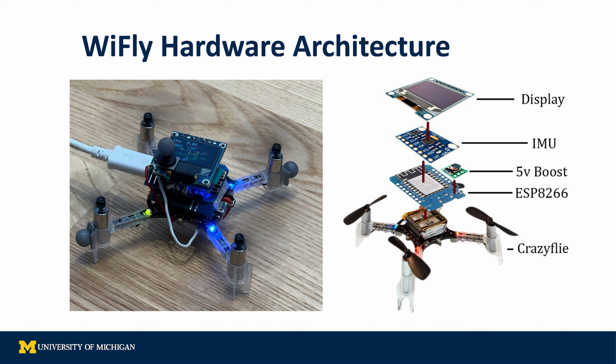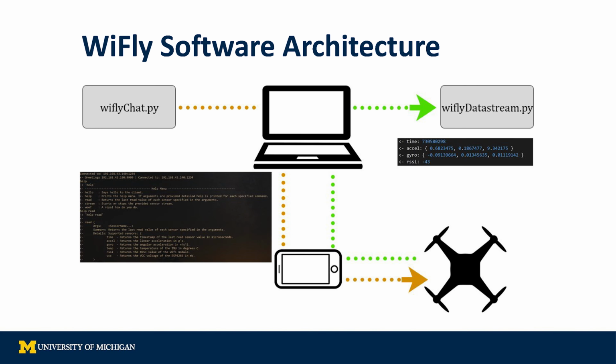Our base layer is a Crazyflie 2.1 drone, which has an ESP8266 shield, along with an IMU and a display for the values. The ESP8266 is actually what is gathering our Wi-Fi data, and our payload was just enough so that we could hover. For the software architecture, we used a program that we wrote called WiFly Chat, which sets up a connection through a mobile hotspot with the drone's ESP8266 chip.